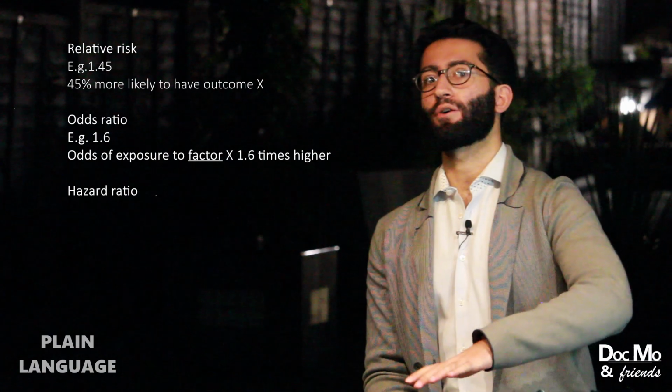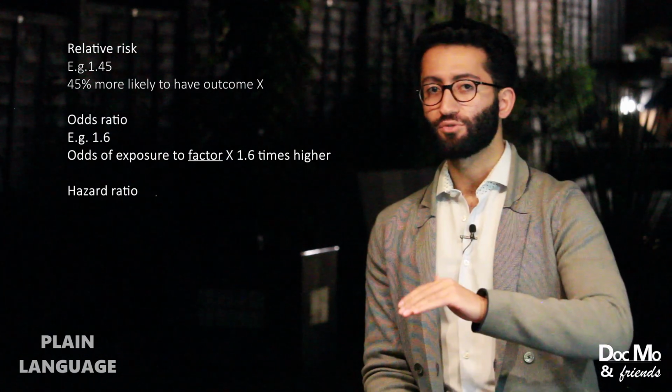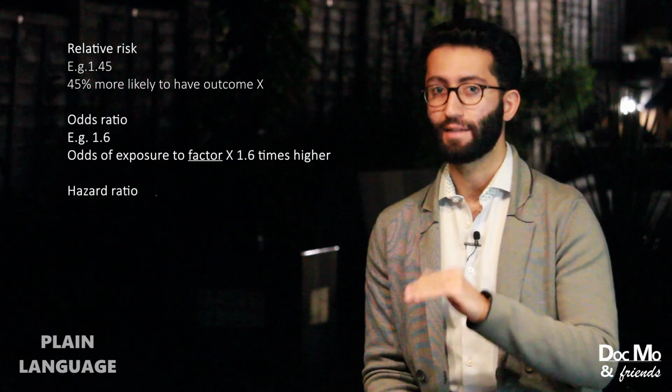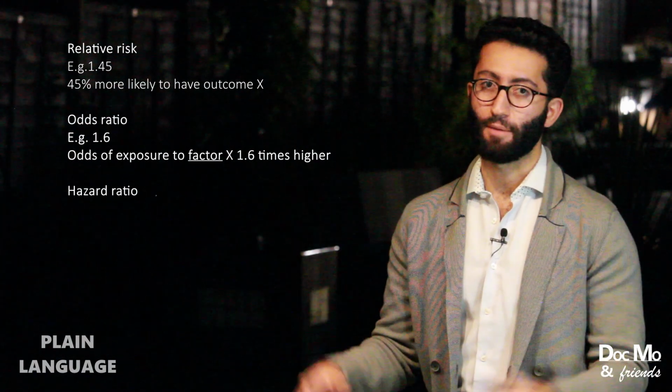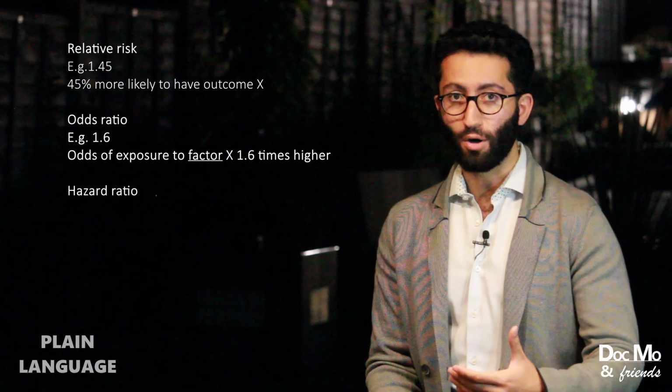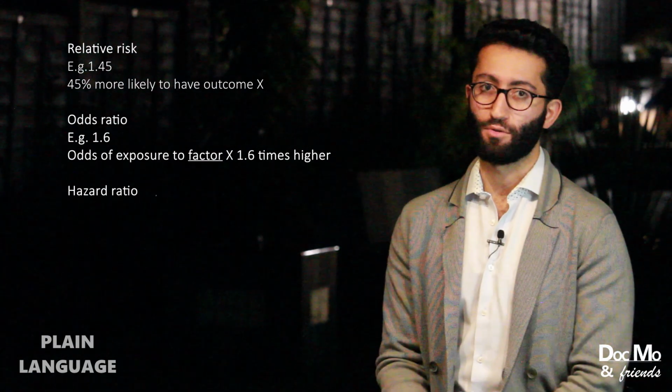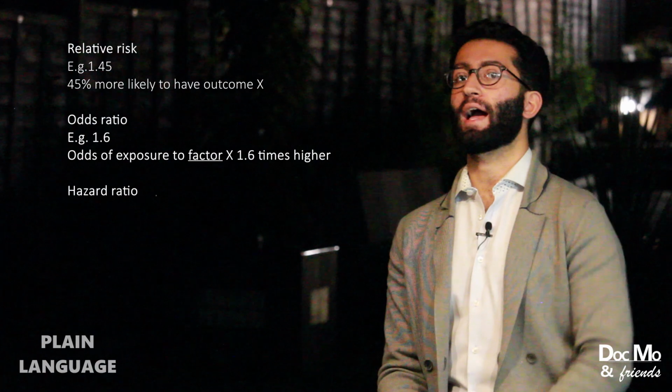Just one more thing to note at this point. An odds ratio of 1 indicates that there's no difference, because it's a ratio. It means that the two groups are the same. Similarly, a relative risk of 1 also means that there's no difference between two groups. And the same can be said for hazard ratio as well.